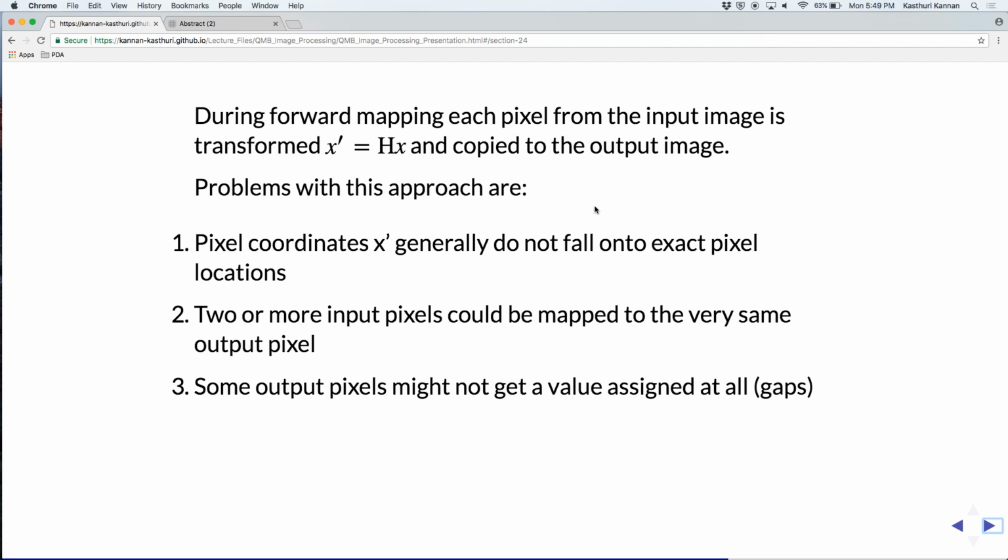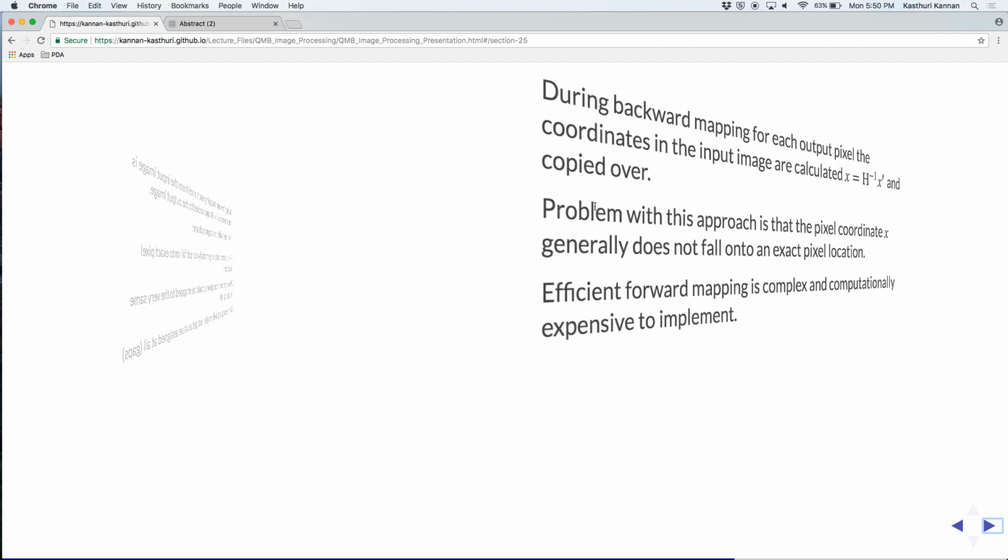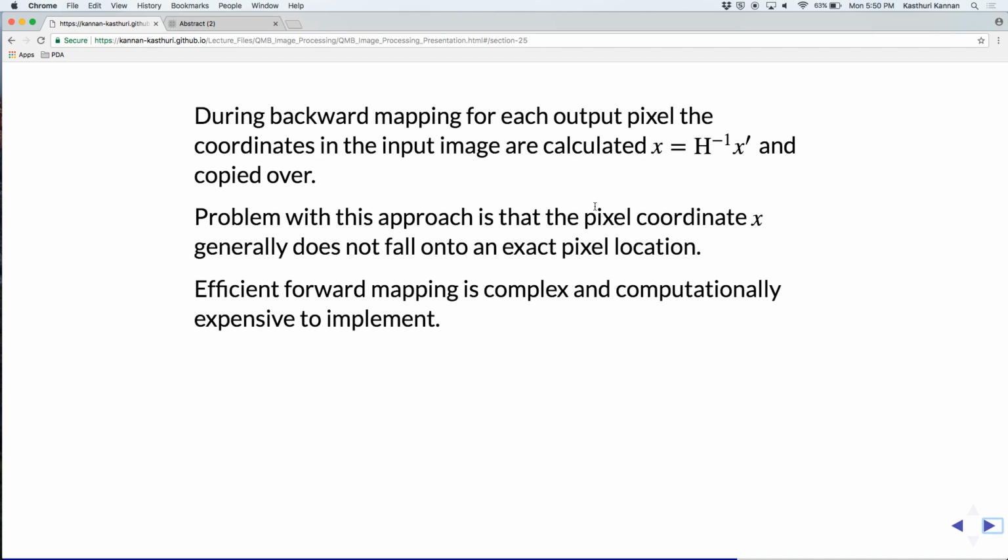During forward mapping, there are problems. For instance, the pixels don't fall into the exact same pixel location. Two pixel locations can fall into the same one. This is not a 1-to-1 transformation. That's the biggest problem here. It is a many-to-one function, and some pixels may not get a value at all. There will be gaps in it. But there are some ways to handle that.